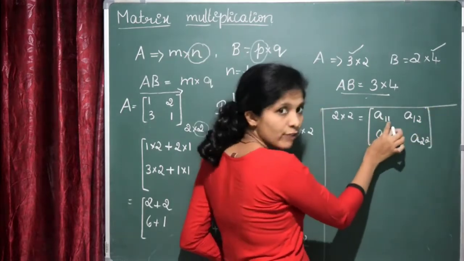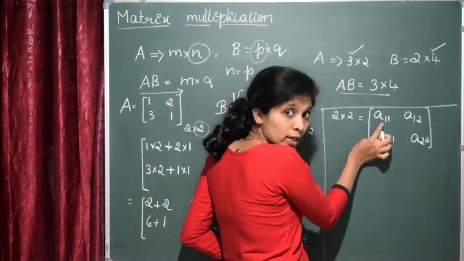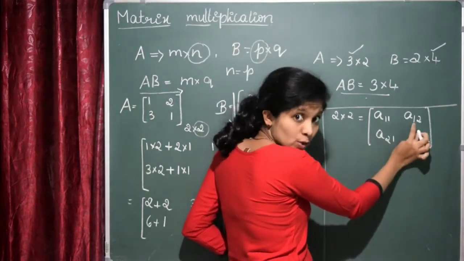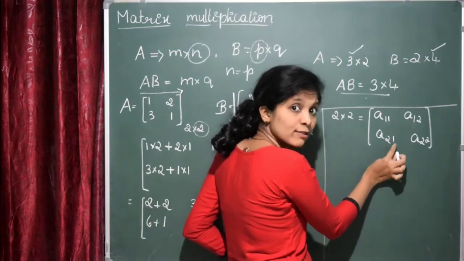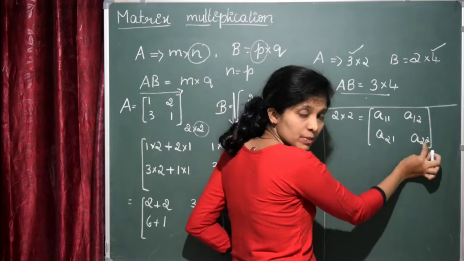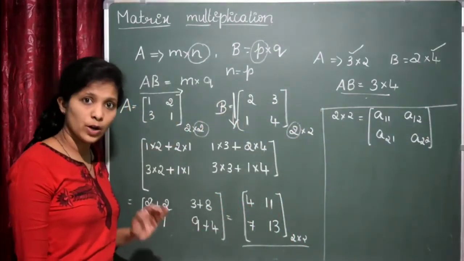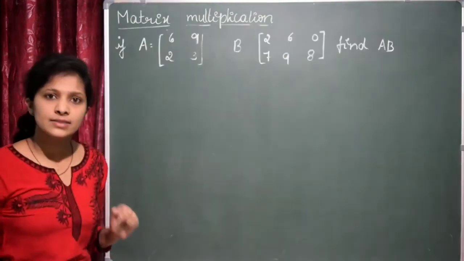Now here A11 means first row and first column: first row in the first matrix, first column in the second matrix. Here first row, second column. Is it clear? This is second row and first column. This will be second row and second column. In this way also you can solve, or directly you can go with this method. I hope you understood this one. We'll solve some more problems. Okay, now we'll see the next problem.